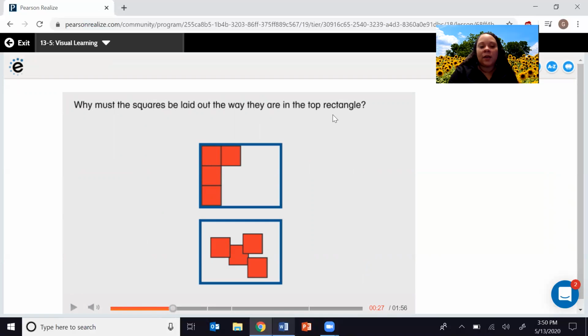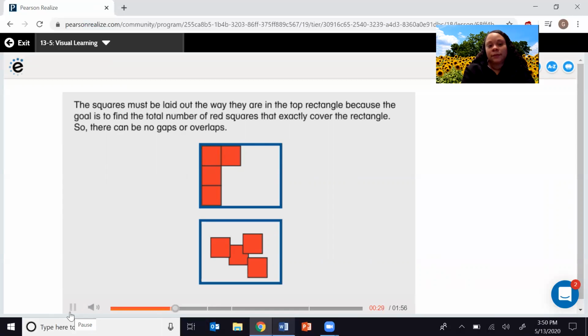So we need to lay it out like this and not like this so we can make it equal, right? If we do it like this, we're not going to fit in all the squares we can, right? The goal is to equally fit each square into this rectangle. Squares must be laid out the way they are in the top rectangle because the goal is to find the total number of red squares that exactly cover the rectangle. So there can be no gaps.